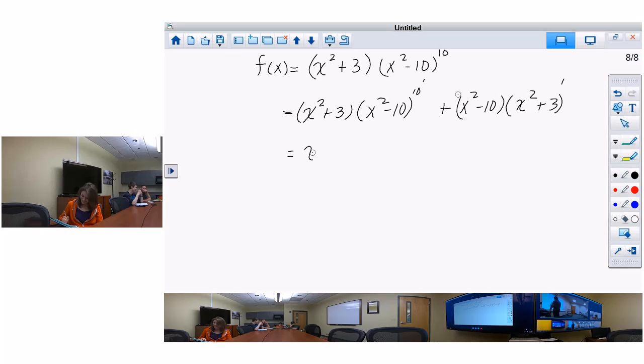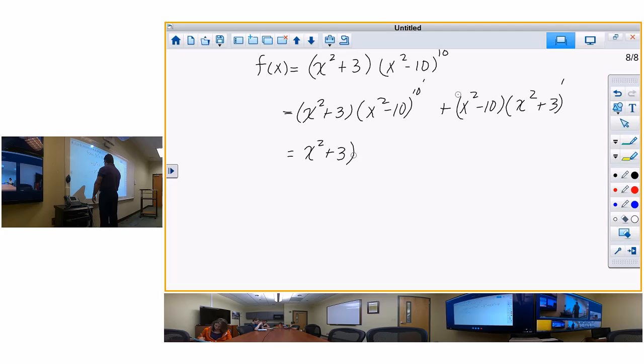x squared plus 3. And that comes out to be, I'm going to put this in brackets, 10 times x squared minus 10 to the 9th power times, what's the derivative of x squared minus 10? 2x, and I'm going to put that in brackets, plus x squared minus 10. And what's the derivative of x squared plus 3? 2x, Hubert. Thank you, class.